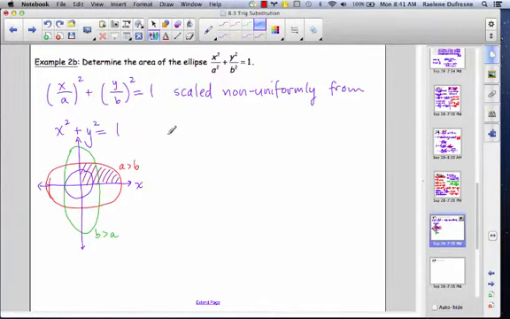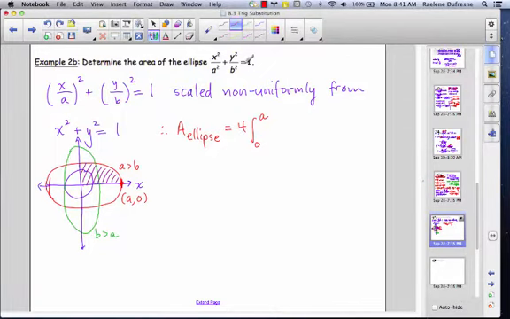So we can say that area of the ellipse is 4 times the definite integral from 0 until this point, which used to be 1 comma 0, but has been scaled or multiplied horizontally by a factor of a. So this is the point a comma 0. So from 0 to a of the function.